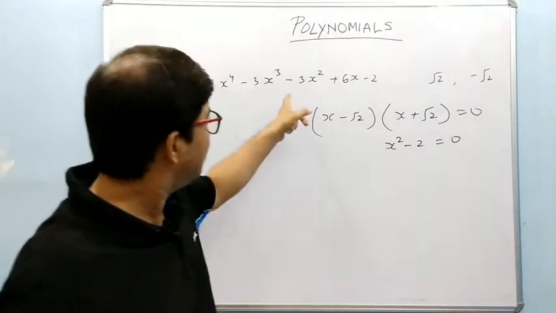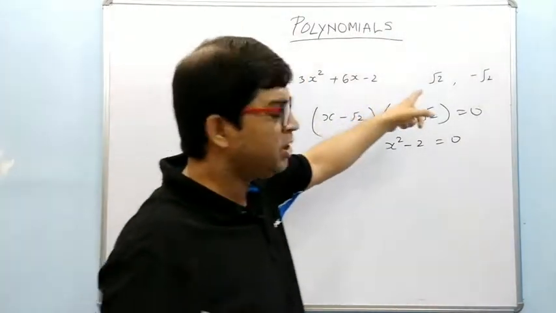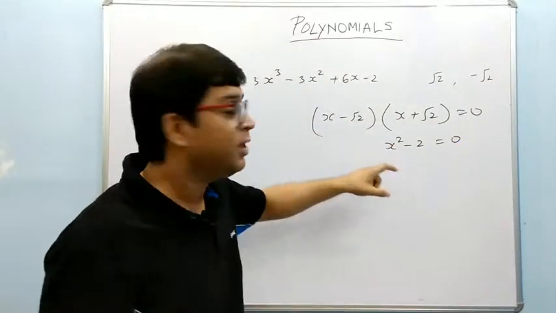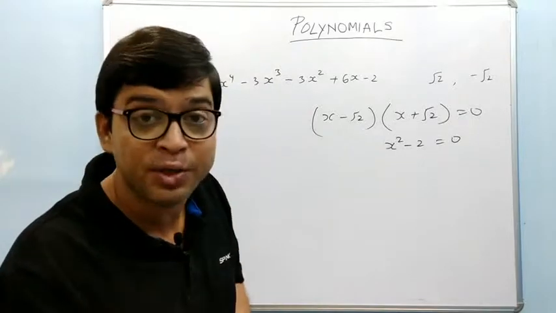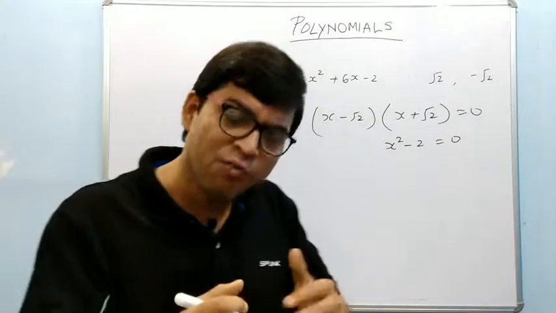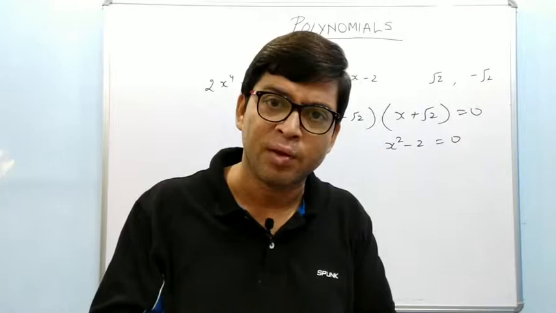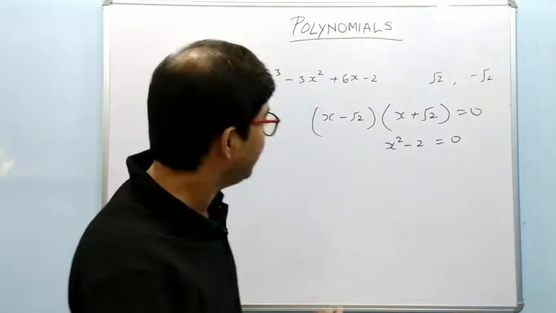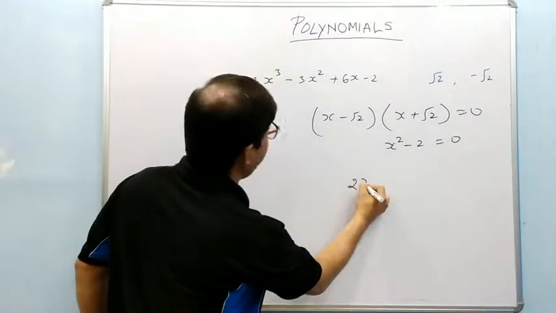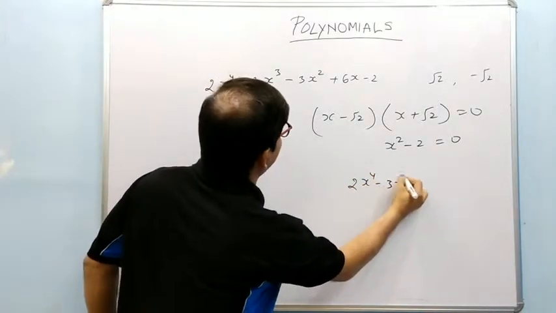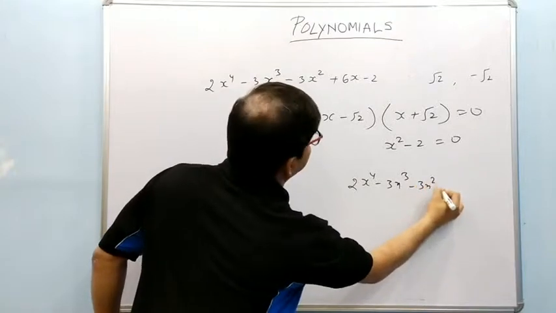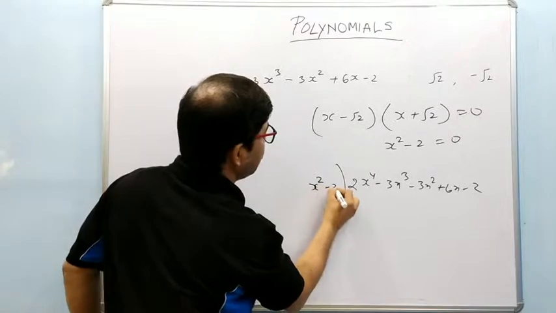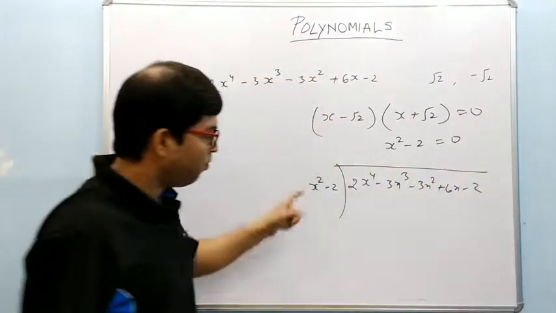What does this mean? This expression has these roots, so this will be a factor of that polynomial. We need to find the other factor. What will we do? We will divide the polynomial by this. See how to go for the division. You already know, 2x4 minus 3x cube minus 3x square plus 6x minus 2 is to be divided by x square minus 2.